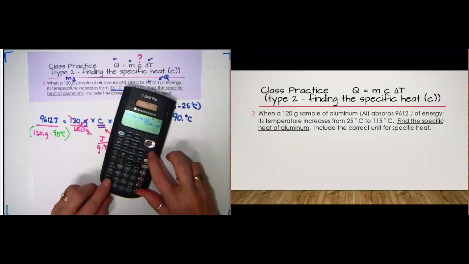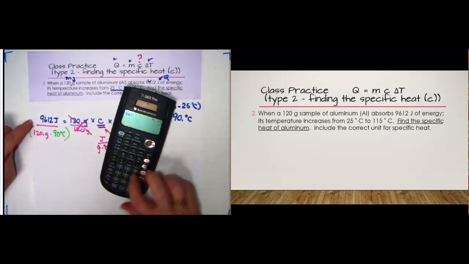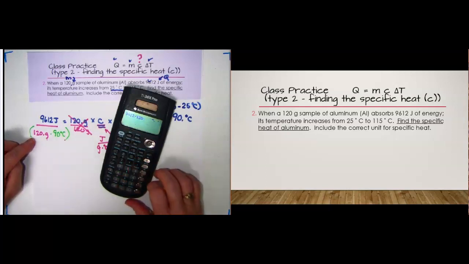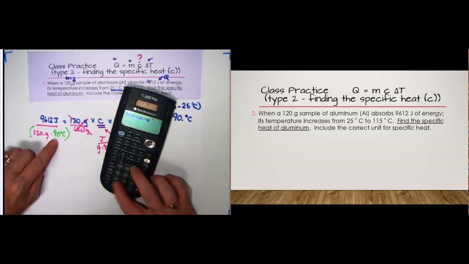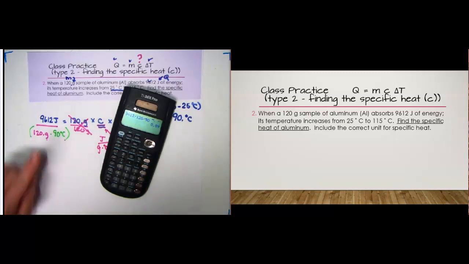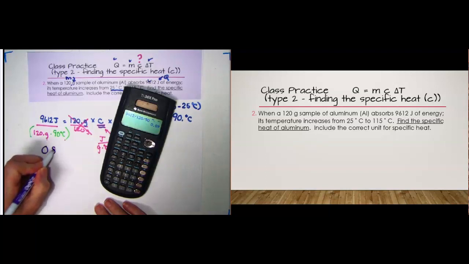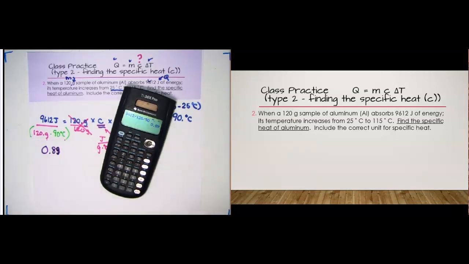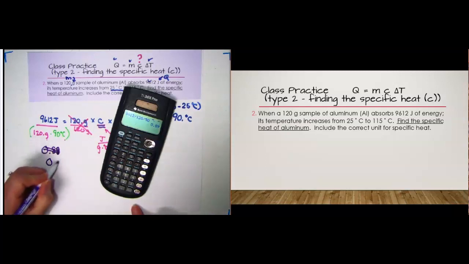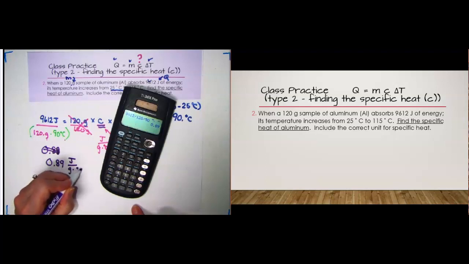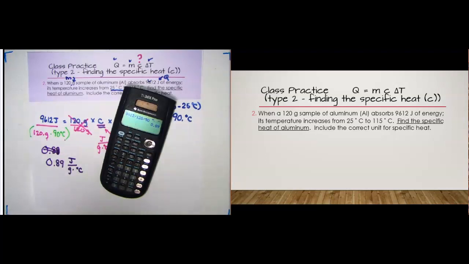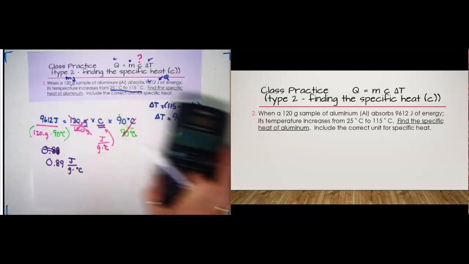All right, so let's do the math, guys. I'm going to take 9,612 and divide it by 120, and also divide it by 90. And my number is going to be 0.89, oops, that's not supposed to be a 9, sorry. Let me do this again. 0.89 joules per gram degree Celsius. So guess what?